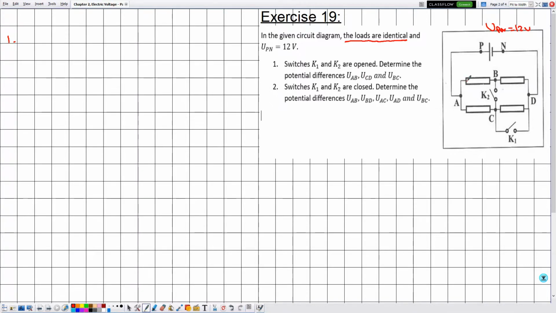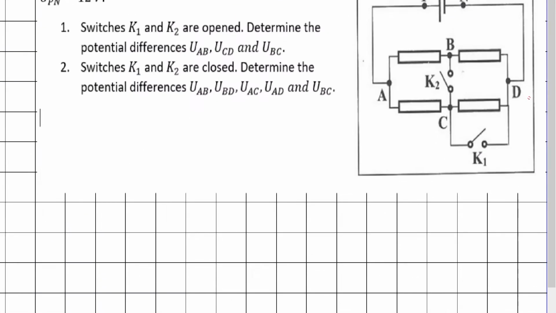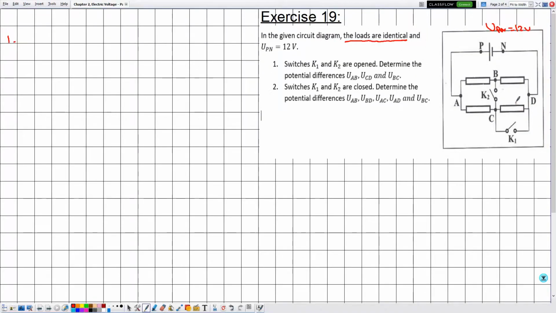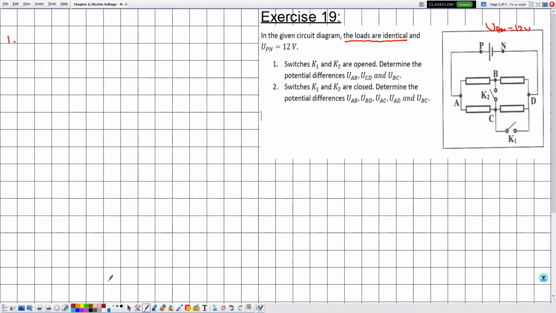So before we start calculating or answering the questions, let's analyze the circuit. Notice that because K1 is an open switch, this part is a wire connected to only one terminal, so it can be neglected or ignored. As for the switch K2, this is also a connecting wire connected to one terminal, which can be ignored, and the same goes for this. So let's ignore them.